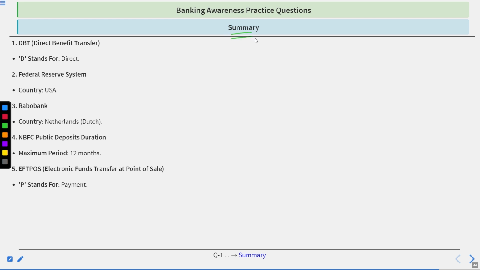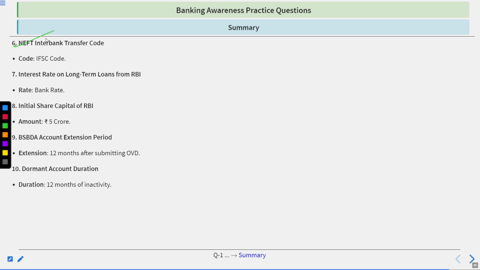So here we have finished the topic. Now it's time for the summary. DBT stands for direct benefit transfer. We have talked about the federal system. We have talked about Rabobank. We have talked about NBFC public deposit institution. We have talked about EFTPOS, electronic funds transfer at point of sale. We have talked about NEFT interbank transfer code. We have talked about interest rate on long-term loans from RBI. We have talked about initial share capital of RBI. We have talked about BSBD account extension period. We have talked about dormant account duration.